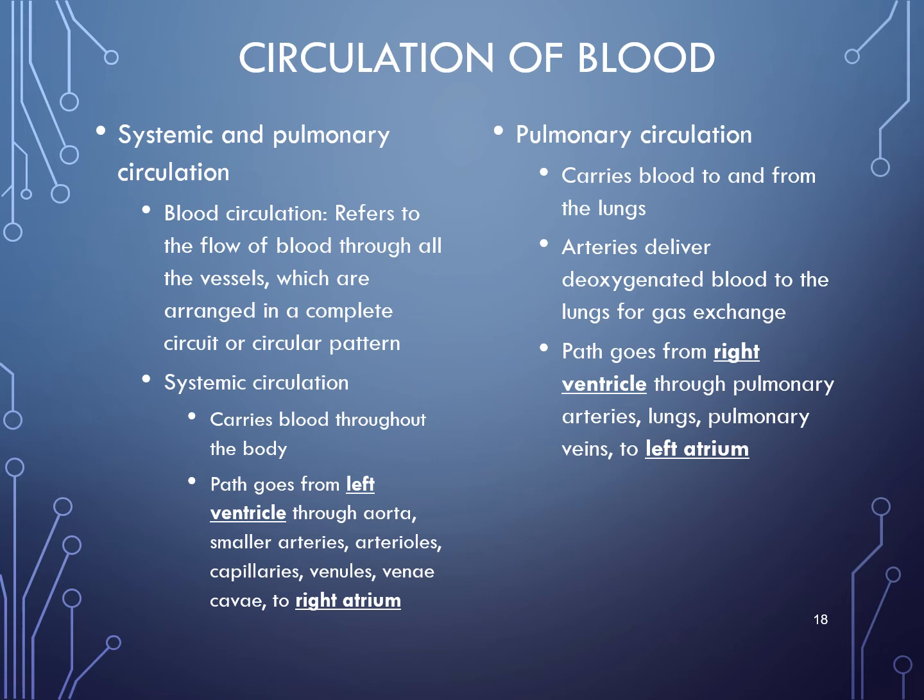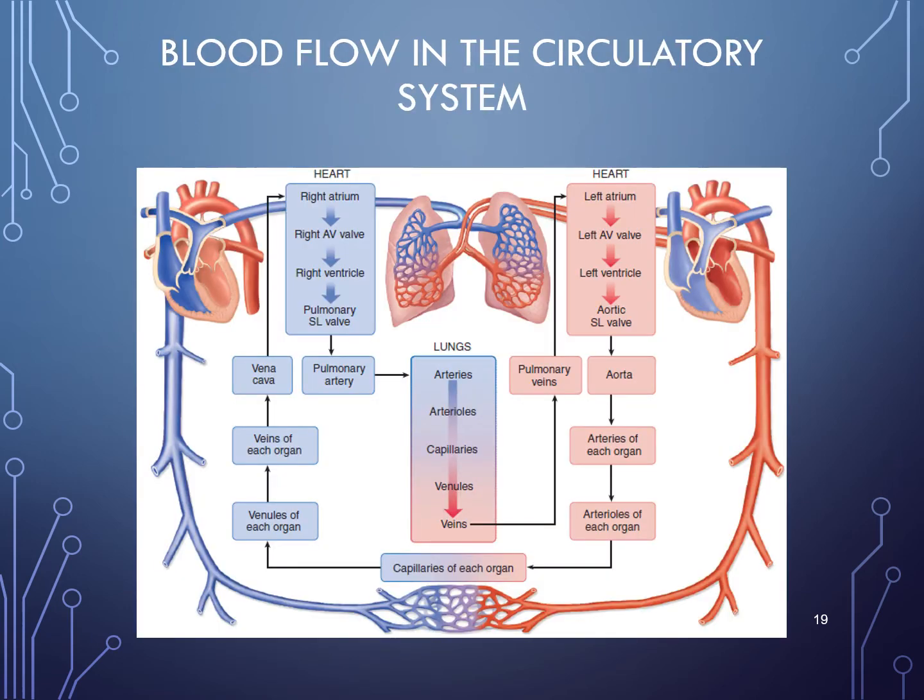Pulmonary circulation, remember, deals with the lungs. So where was the blood right before it went to the lungs? It was in the right ventricle. So pulmonary circulation begins in the right ventricle, through the pulmonary arteries to the lungs, back to the heart through the pulmonary veins, and ending up in the left atrium. Should be a review. Here's an image to go with the words that we just looked at as far as blood flow through the circulatory system.